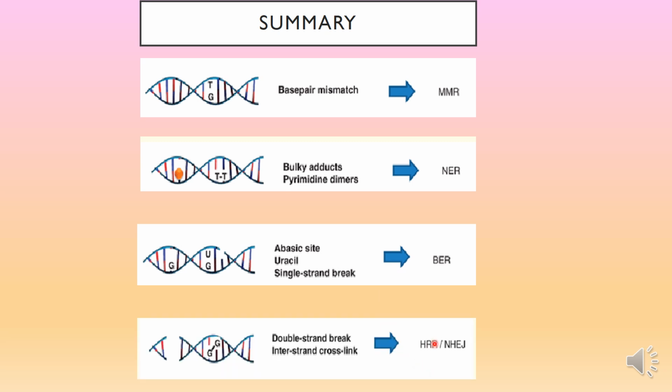The fourth type of repair includes the homologous recombination repair mechanism and the non-homologous end joining repair mechanism. Both are separate mechanisms, and they repair double strand breaks. This is a double strand break, and they also repair inter-strand cross links. So this is the summary of all the different repair mechanisms and the kind of DNA damage they are capable of repairing.